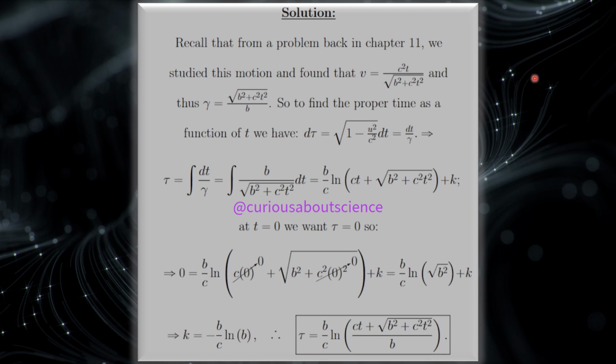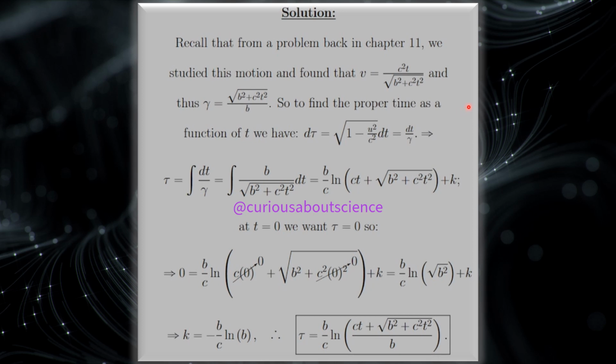For our solution, we have to backtrack to chapter 11. We studied this motion and we found something very particular. We found that the velocity v was equal to c squared t over the square root of b squared plus c squared t squared, and thus gamma was equal to the square root of b squared plus c squared t squared over b. Again, we found both of these back in chapter 11, so let's use them.